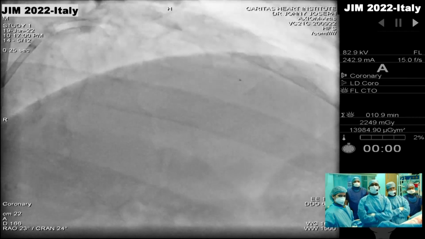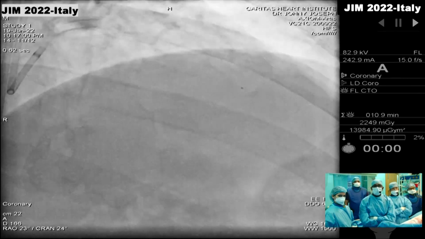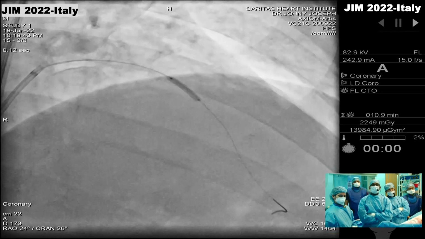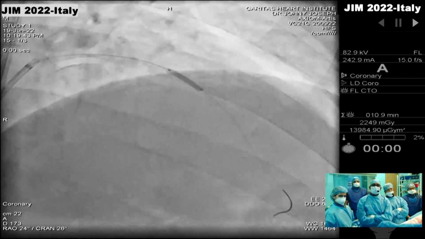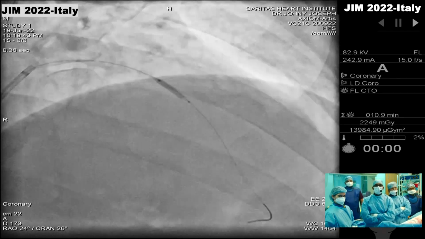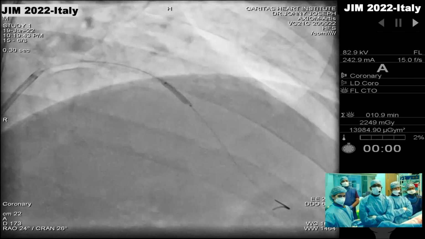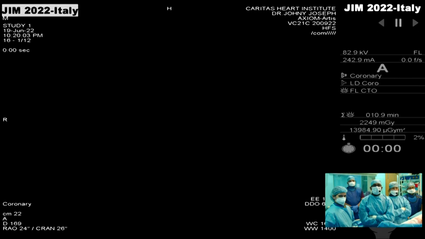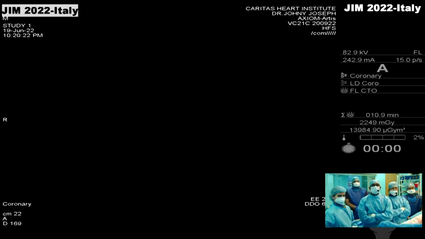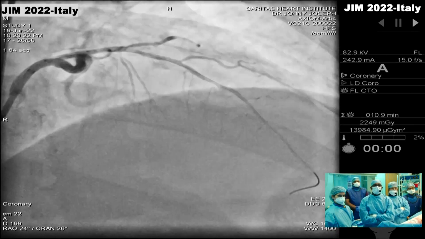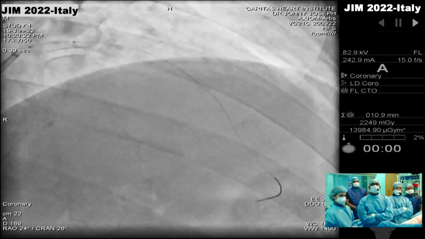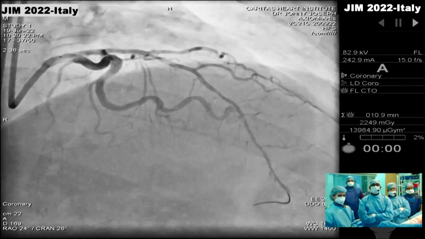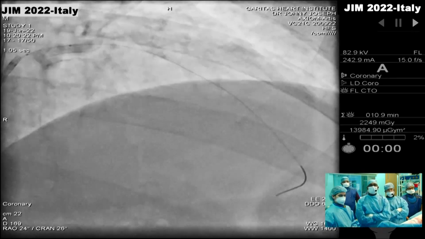Next image. Fortunately, we were able to get across the lesion with the microcatheter. Next one, that was a fine cross, and then we exchanged it with a Versaturn wire, and then we did dilatation with a 2.5 millimeter non-compliant balloon. Next image. Next one. That's the image that we got after pre-dilatation of that particular segment.